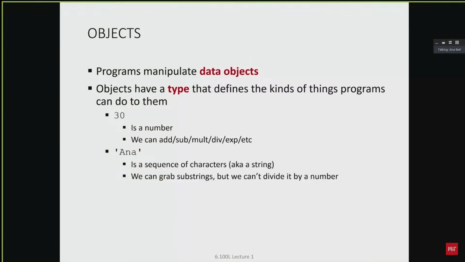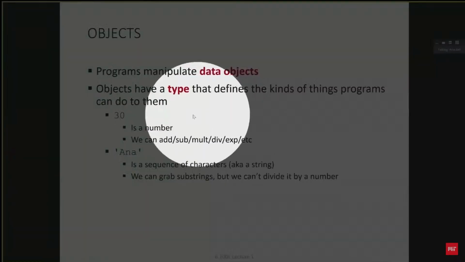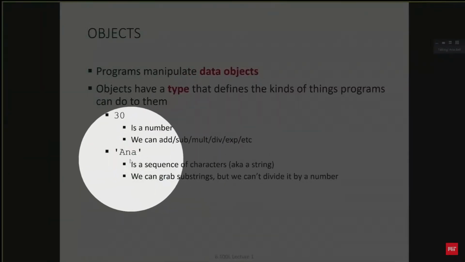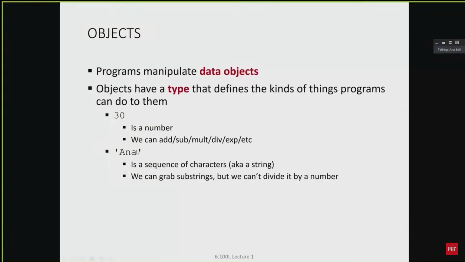So that's pretty straightforward. What about this one here? This quotation, capital A, lowercase n, lowercase a, quotation. This is something we'll talk about next lecture. It's called a string, and it's a sequence of characters. The quotations tell Python it's a sequence of characters, and the characters are capital A, lowercase n, lowercase a.